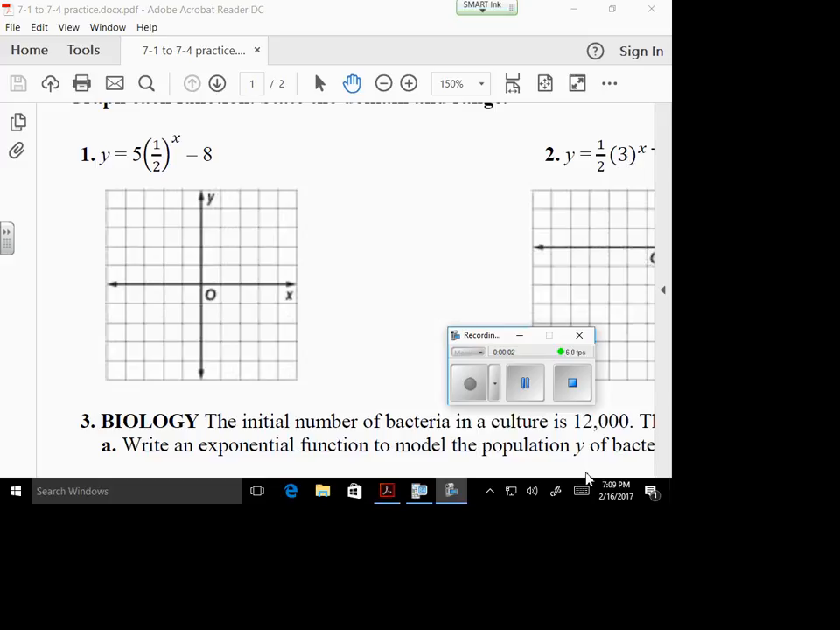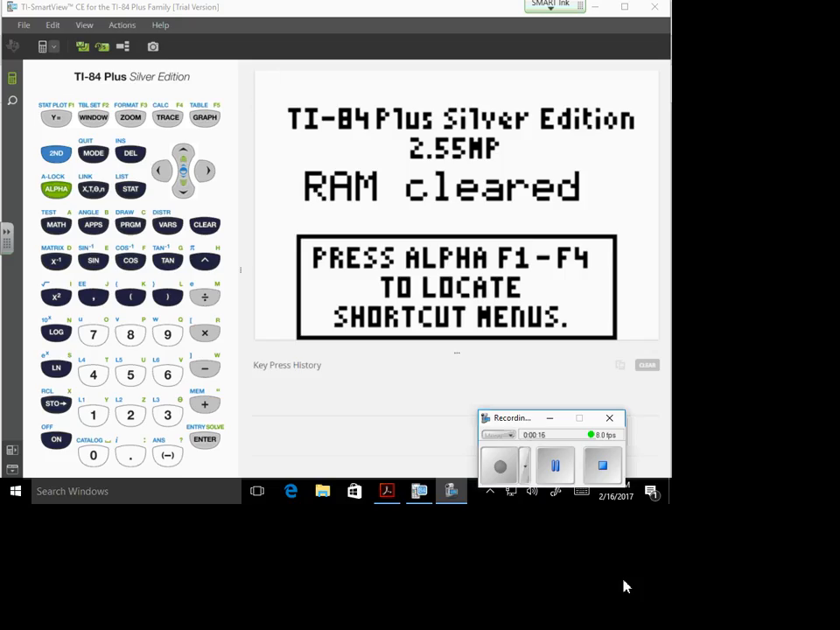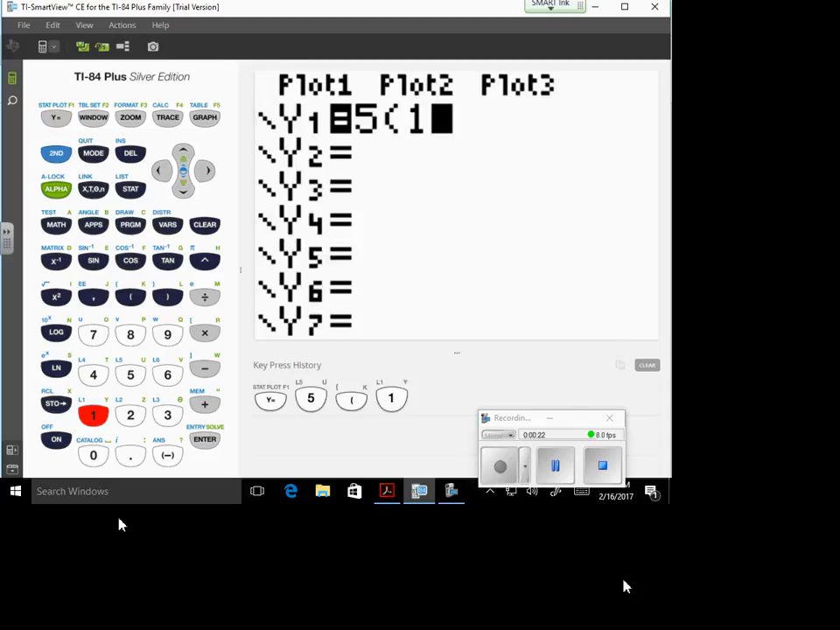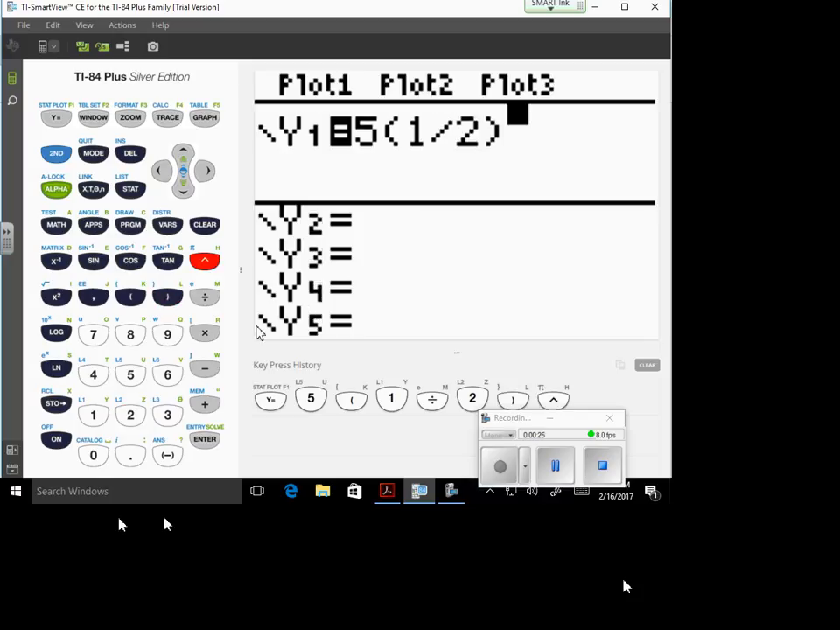We're going to go over the 7.1 through 7.4 review. For a problem like number 1, you're simply going to put it in the calculator and plot the points from the table. Y equals 5, 1/2 to the x minus 8.